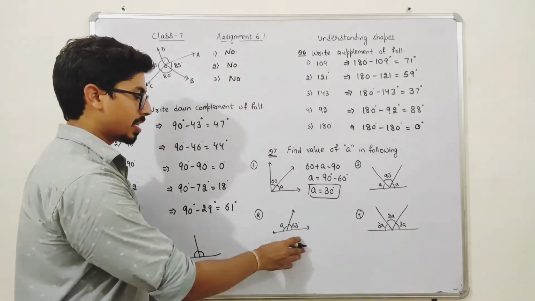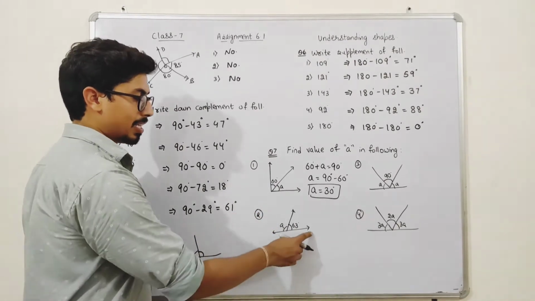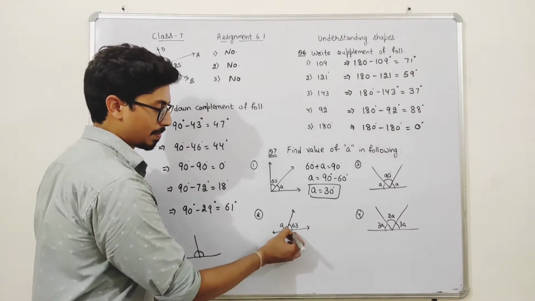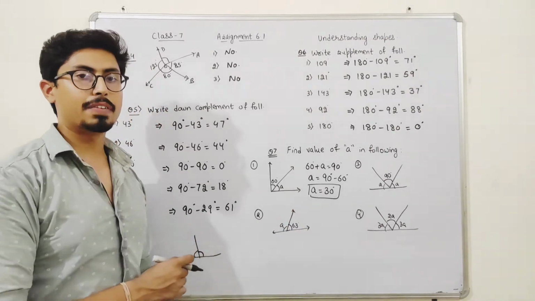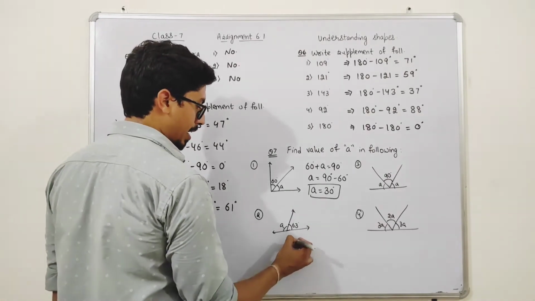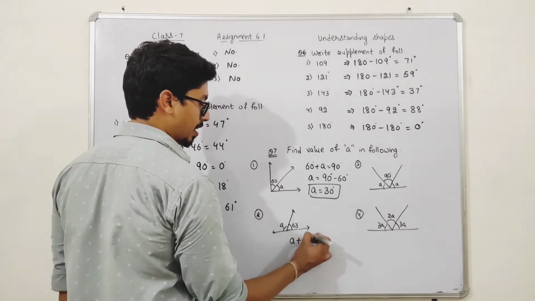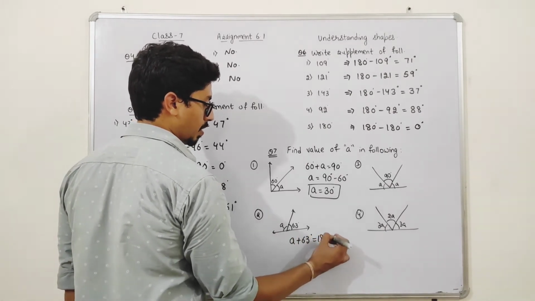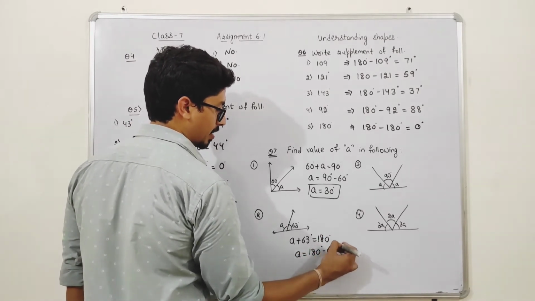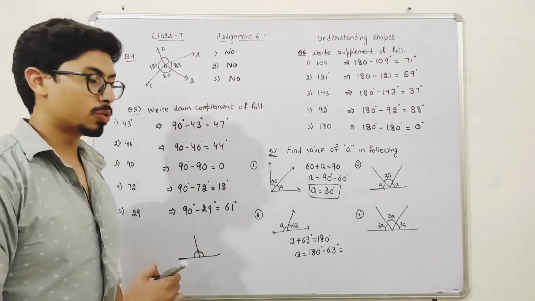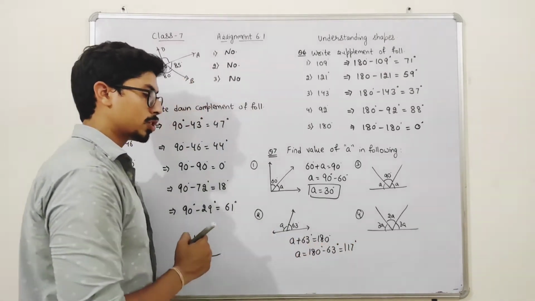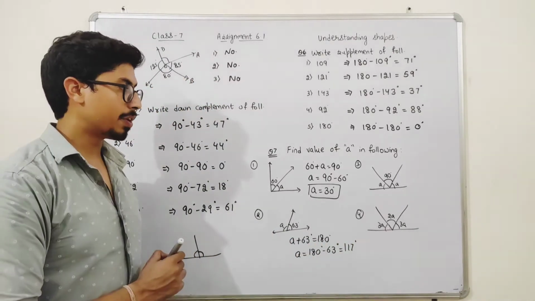Now students, in our part number B, this is a straight line, and this line cuts it, and they are forming the linear pairs. And we know that the sum of two angles in a linear pair is 180 degree. So A plus 63 degree will be 180 degree. So A will be 180 degree minus 63 degree, and that is equal to 117 degree. So 117 degree is our required answer.